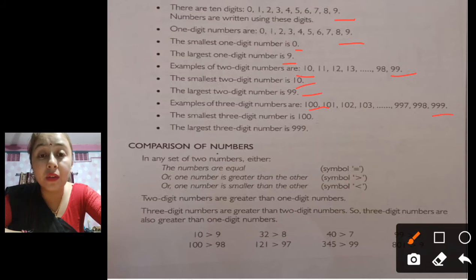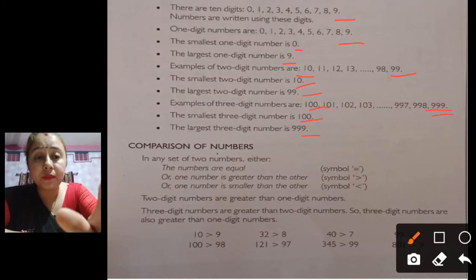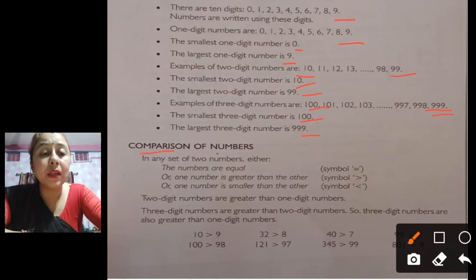Example of three digit numbers, you can say that it starts with 100 and ends in 999, because after 999, 1000 will start. So 999 is the greatest three digit number. The smallest three digit number is 100 and the greatest three digit number is 999.